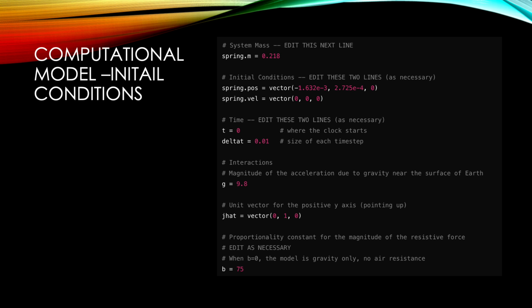I then used GlowScript in order to create a computational model in which the initial conditions were kept as the spring mass at 0.218 kg, the spring velocity at 0, and the spring position the same as the one in Tracker. T was at 0 and delta t was at 0.01. The gravity was kept at 9.8 meters per second squared, while j hat was the vector 0, 1, 0, and b, the drag proportionality constant, was kept at 75.